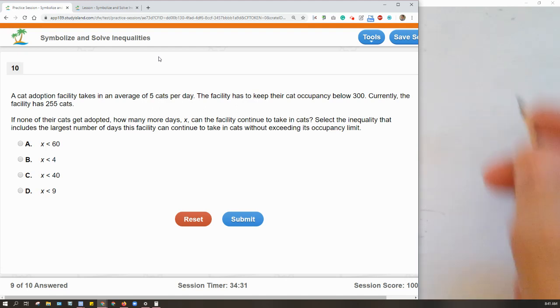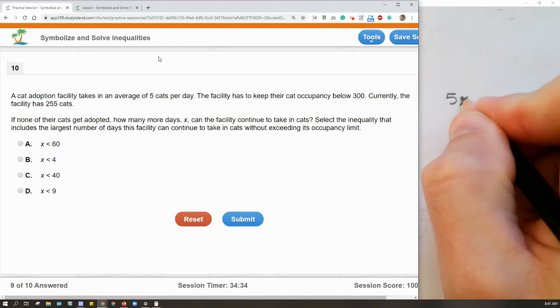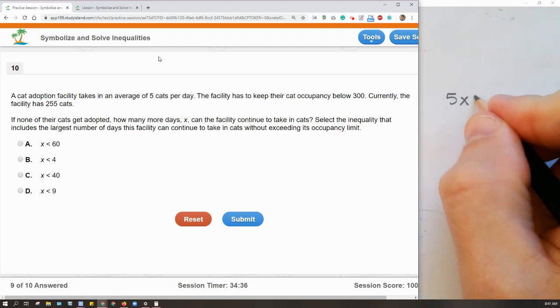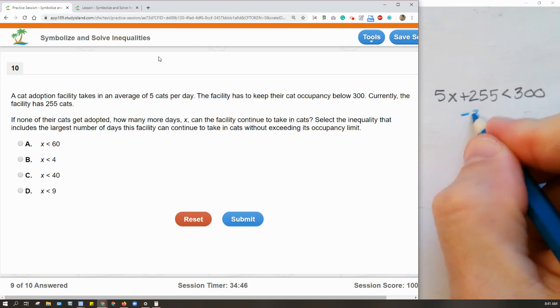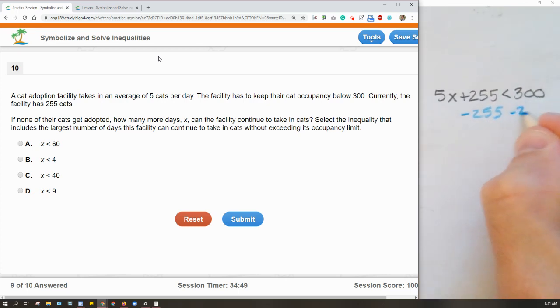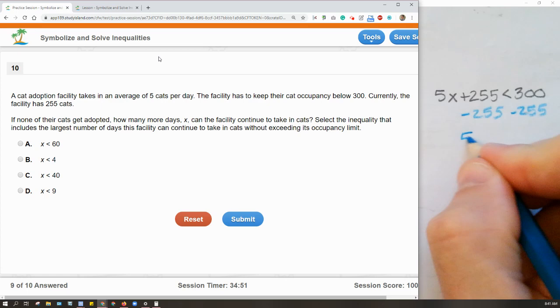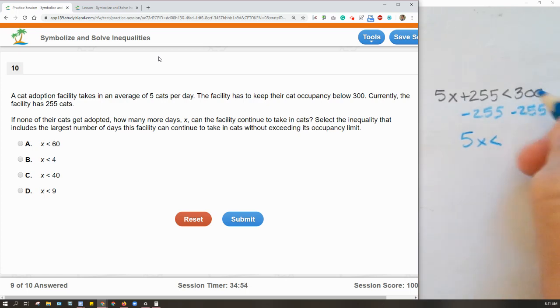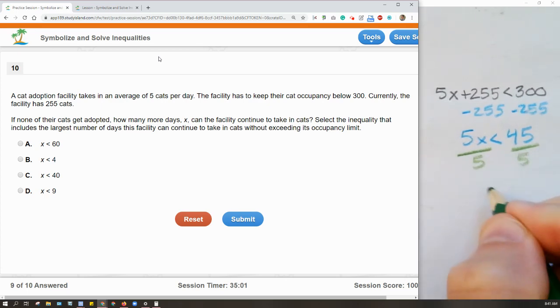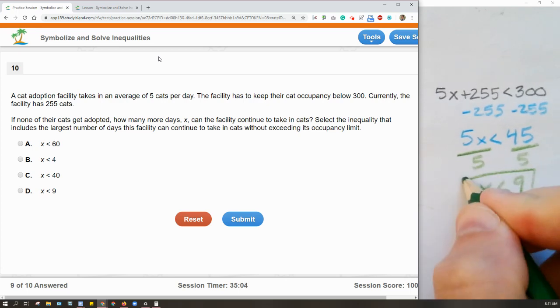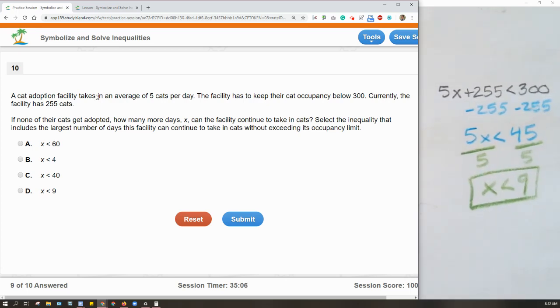So we've got 5 cats per day, so 5 times X, plus the 255 cats it already has to be less than 300 cats because it says below 300. So we'll go ahead and subtract 255 from both sides. So I got 5x is less than 300 minus 255 is 45. And we'll divide both sides by 5. And x is less than 9. So there we go. That's it. X is less than 9, D.